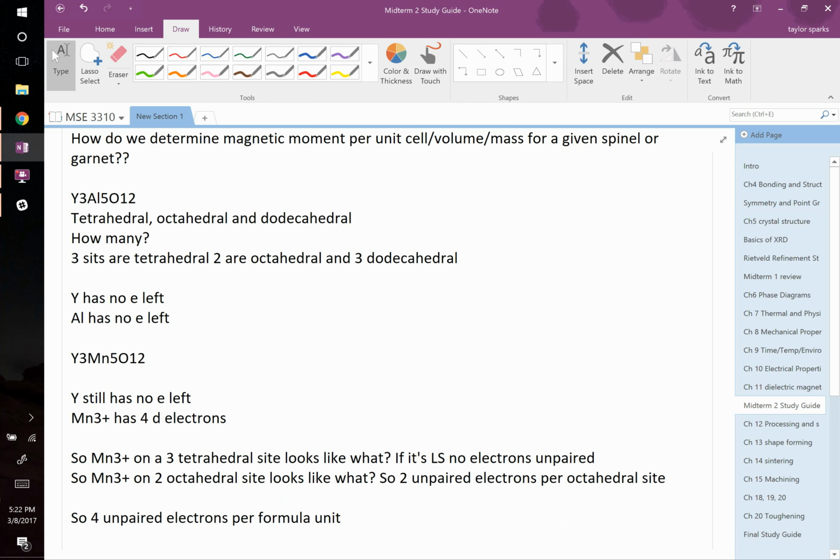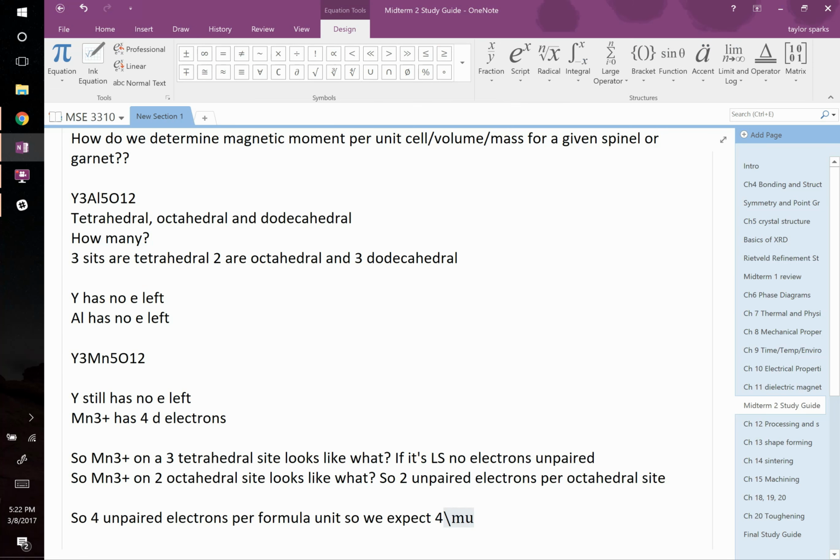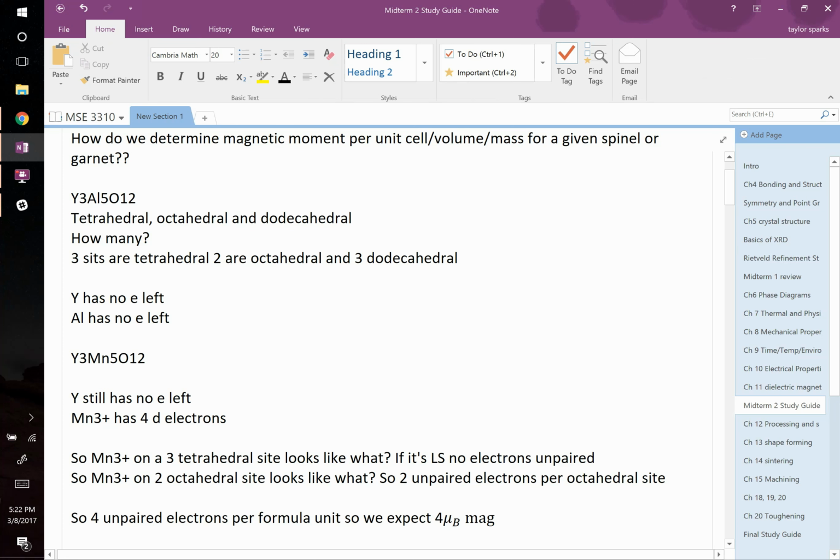If for whatever reason we came up with a scenario where you've got 2 pointing up on octahedral total, but 1 pointing down on tetrahedral, then remember they're opposite directions, so you subtract them from one another. You'd have 2 minus 1 left over with 1 magnetic moment. In this case, we have 4 unpaired electrons per formula unit. So we expect 4 Bohr magnetons of magnetic moment. Okay? Or just 4, that's fine.